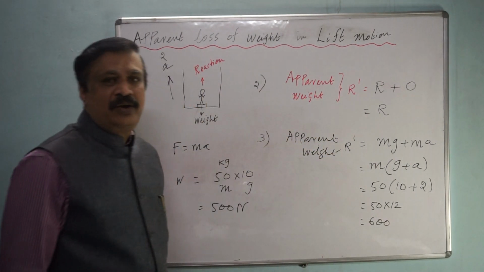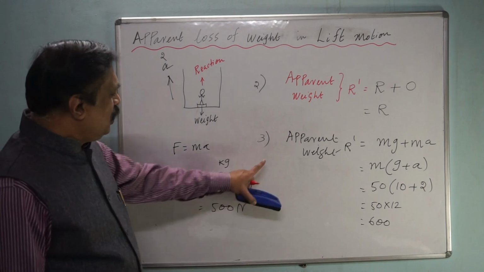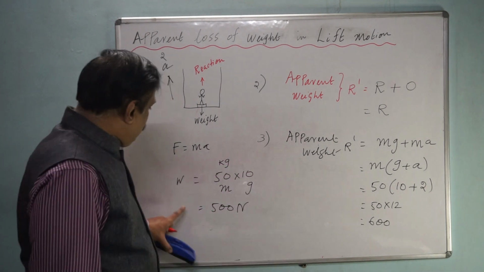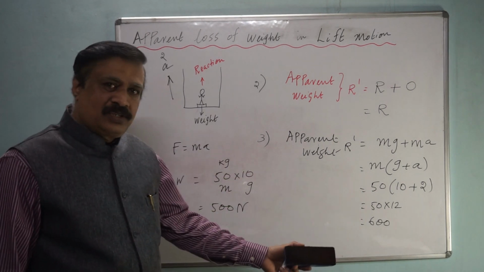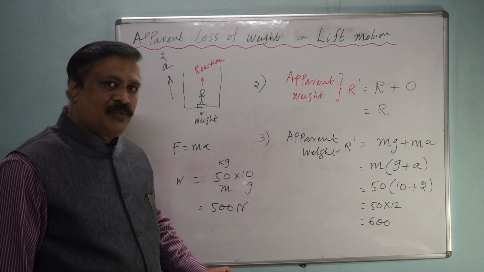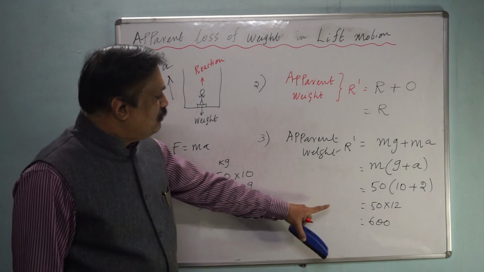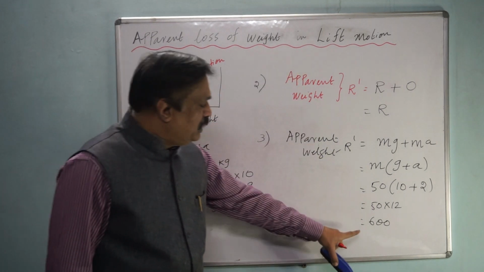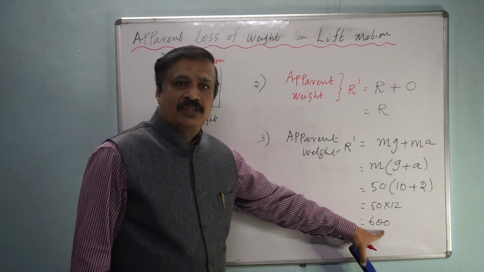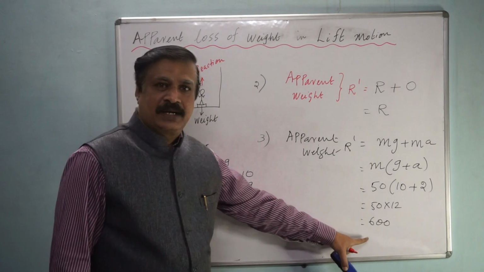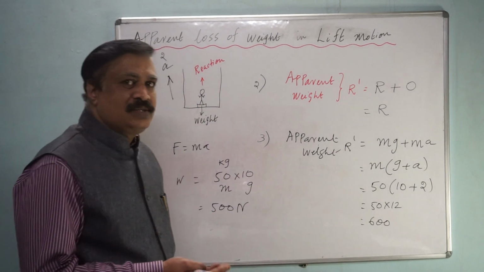Okay, 600 Newton. Now here, in case the weight is at rest or in uniform motion, the weight is 500 Newton only. Now when the lift is moving upward, the weight seems to be increased. That means the apparent weight is 600. That means 100 is increased.